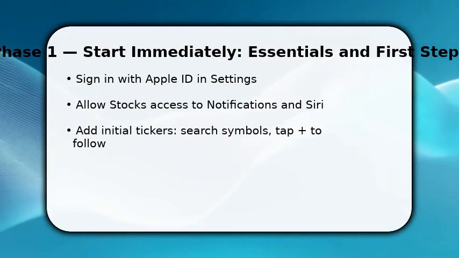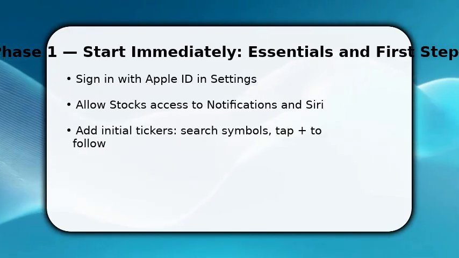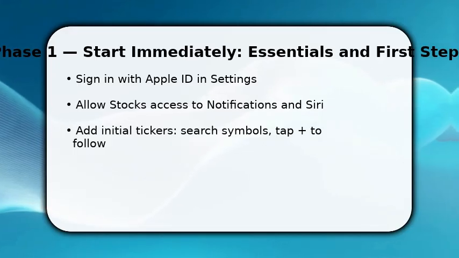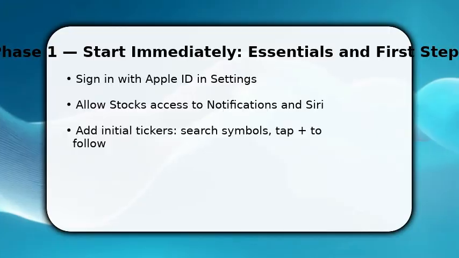You're ready. Sign into your Apple ID and open the Stocks app. Once signed in, make sure notifications and Siri access are allowed so alerts work. Tap the search field, type a ticker or company name, and hit plus to follow the stock. This creates your watch list. You do this now because immediate tracking seeds the app with data.